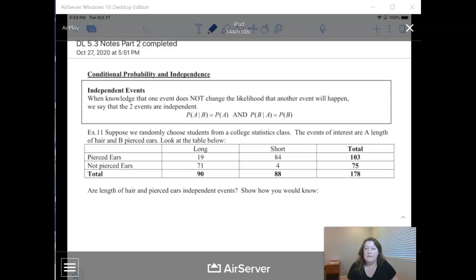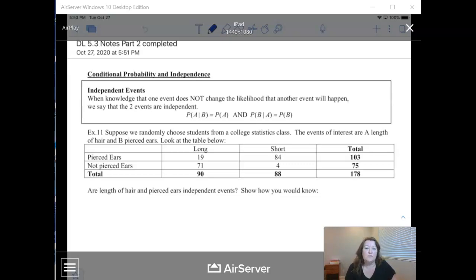So first thing is independent events are two events where knowing that one happened does not affect the second one happening. Basically the definition says when knowledge of one event does not change the likelihood of another event happening, we say that the two events are independent. Now there's a formula for this that says the probability of A given B should be the same as the probability of just A by itself. If they're independent, taking it as a subset of B shouldn't make any difference. It should be the exact same amount because A has nothing to do with B. So the probability of A should be the probability of A no matter what.